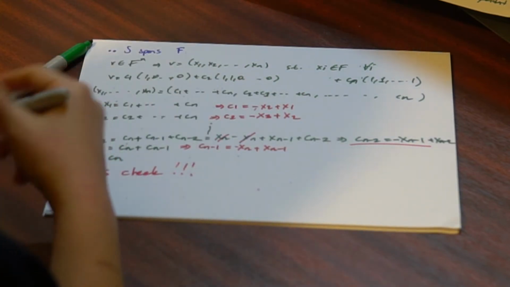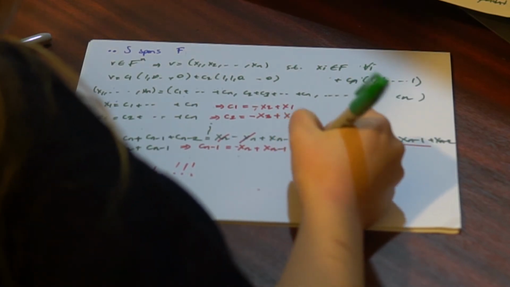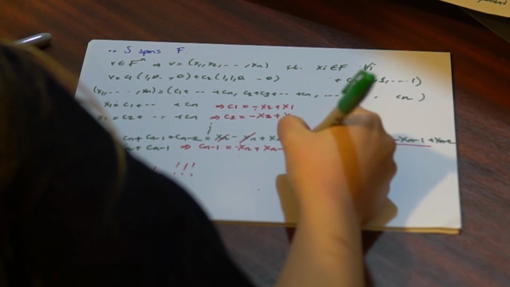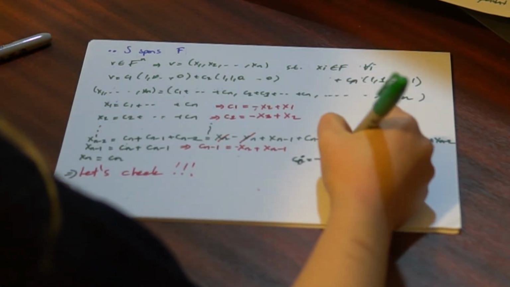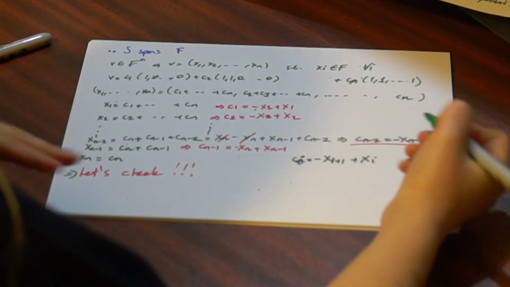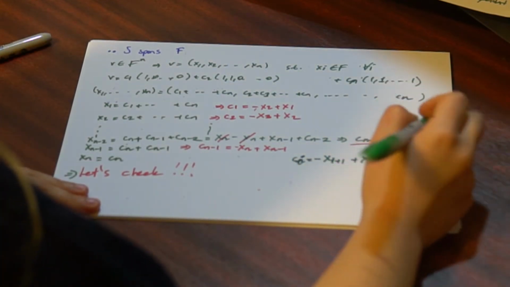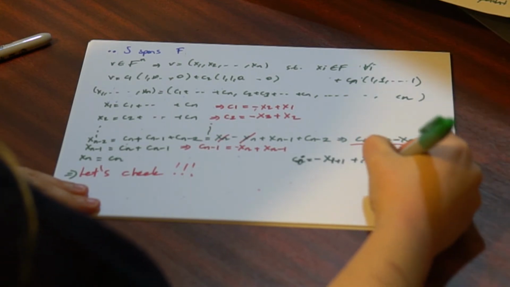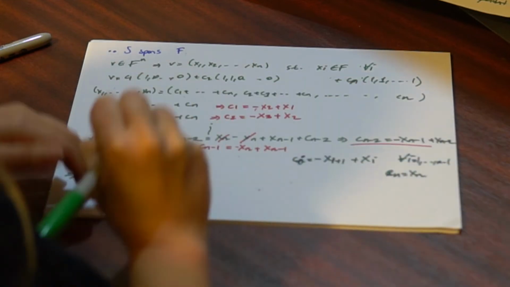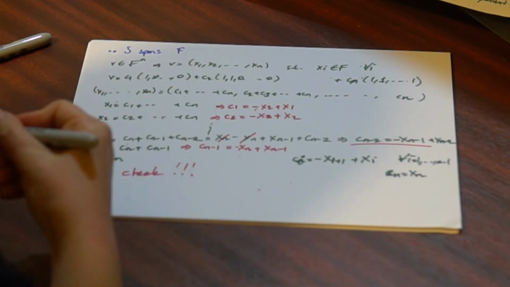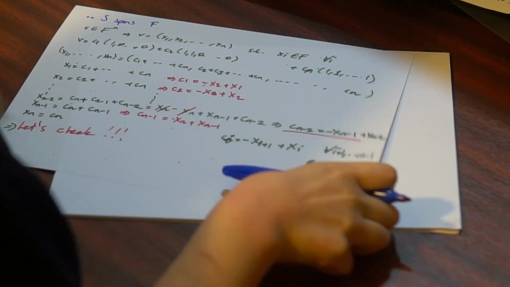Whether these ones are satisfied. Let's say Ci is equal to minus x_{i+1} plus xi for every i from 1 up to n minus 1, and Cn is equal to xn. Let's check. x1 is equal to C1 plus Cn, right? So this is equal to, now what we said, Ci is equal to minus x_{i+1} plus xi.